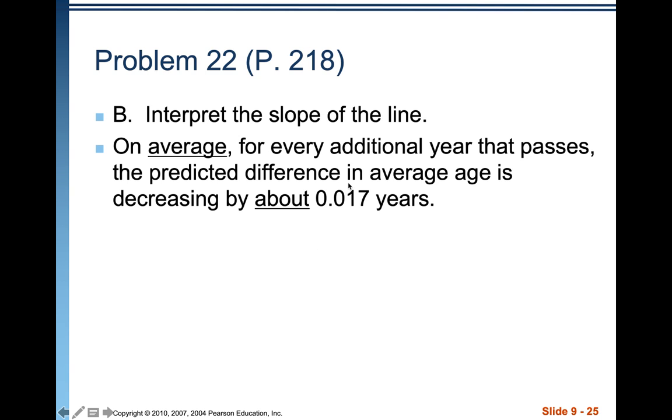We throw in the "on average" and the "about" and the "predicted" so that we are clearly indicating that we are talking about what's happening in the predicted values, what's happening in the model. This "about" here in particular lets people know that you realize there's scatter. It's not going to be exactly 0.017 years every single time in data that's observed from here on out. It's going to average out to be that.